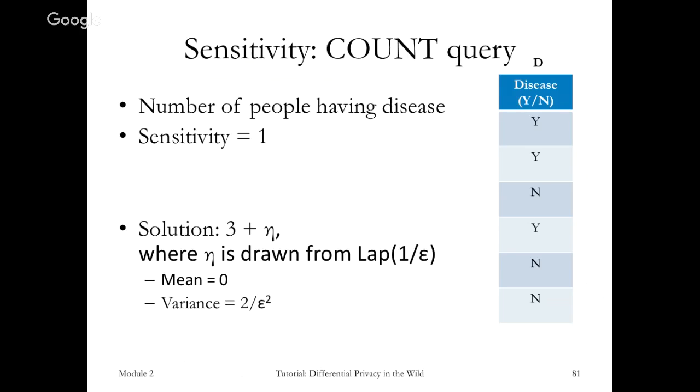So what about a count query? I want to know how many people in this data set have this disease. Well, the sensitivity of this is 1, because if I add or remove one person from the data set, whatever the current count is, I could possibly increase it by 1 or decrease it by 1, or maybe it would stay the same if the person doesn't have the disease. So for this particular data set, we could use the Laplace mechanism by computing the correct answer, which would be 3 in this case, and then adding random noise to it, that eta term, where eta is drawn from a Laplace distribution with scale 1 over epsilon. So that's an example of applying the Laplace mechanism to a count query.